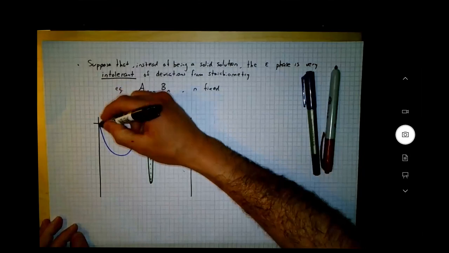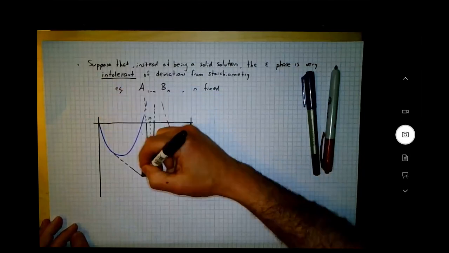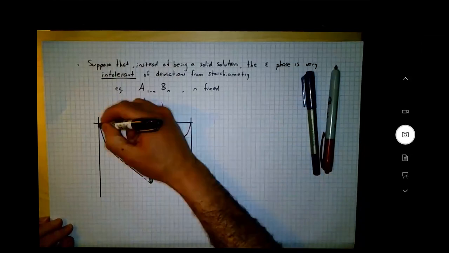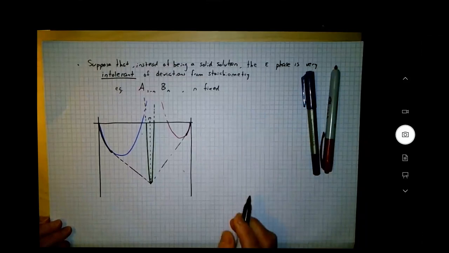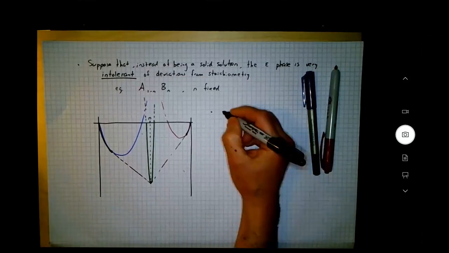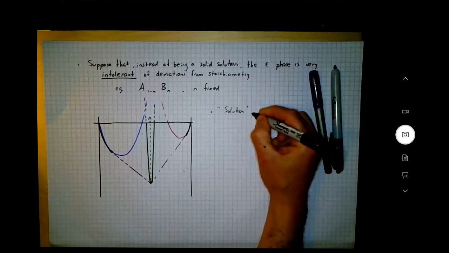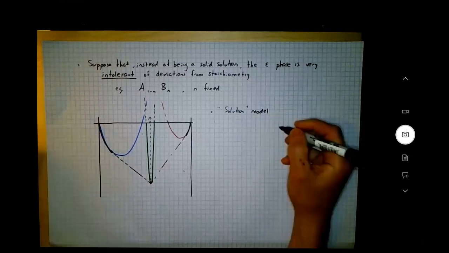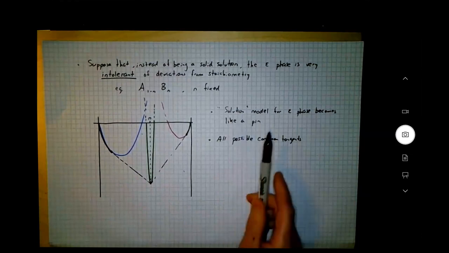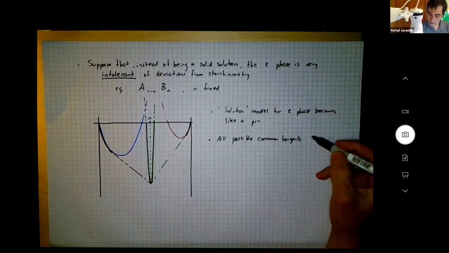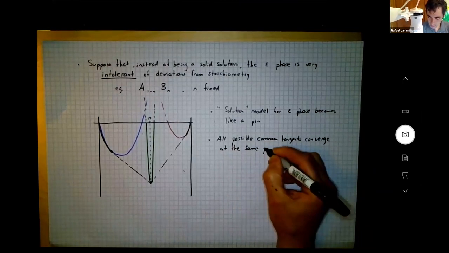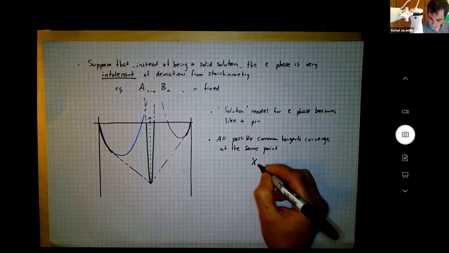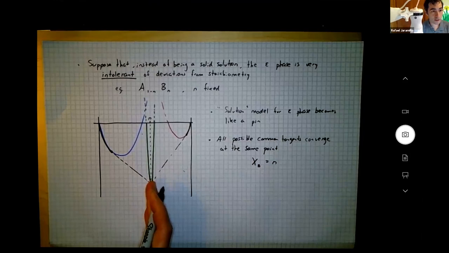And so my common tangent construction is going to now be like this. Let's just call this solution model, solution in quotes, because it doesn't really appear as a solution in nature anymore, for epsilon phase. So the solution model becomes very narrowly shaped. Again, all possible common tangents are going to converge at the same point. That point is x of B equals n. That's that one composition that we find in nature. So you see how that's a geometrical fact?